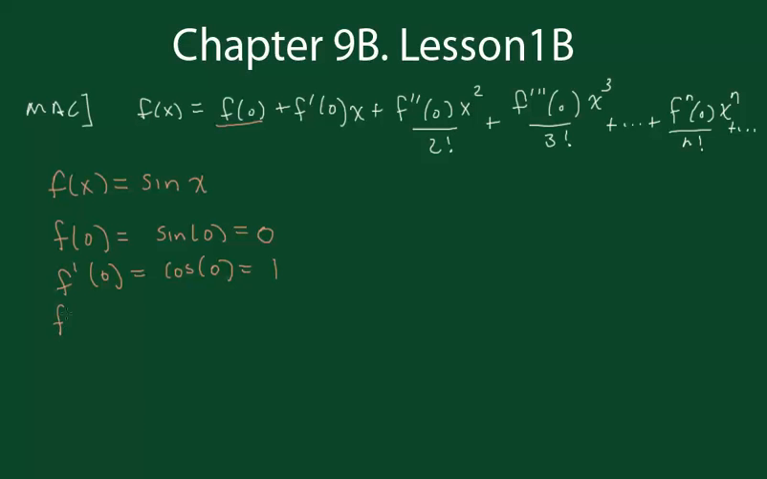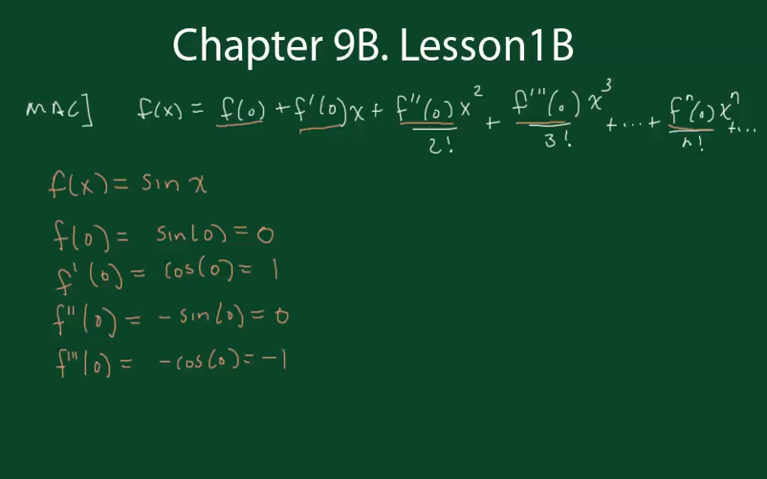Moving along, we have the second derivative at 0, which is going to be negative sine at 0, is equal to 0. The third derivative at 0 is going to be negative cosine at 0, which is negative 1. And you can see the pattern if I took the fourth derivative, the fifth derivative, etc. I'm going to be able to plug each one of those into these coefficient values here.